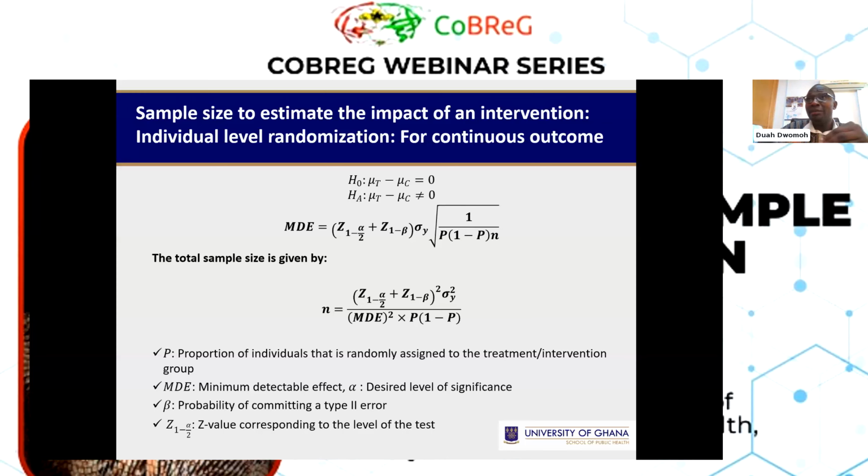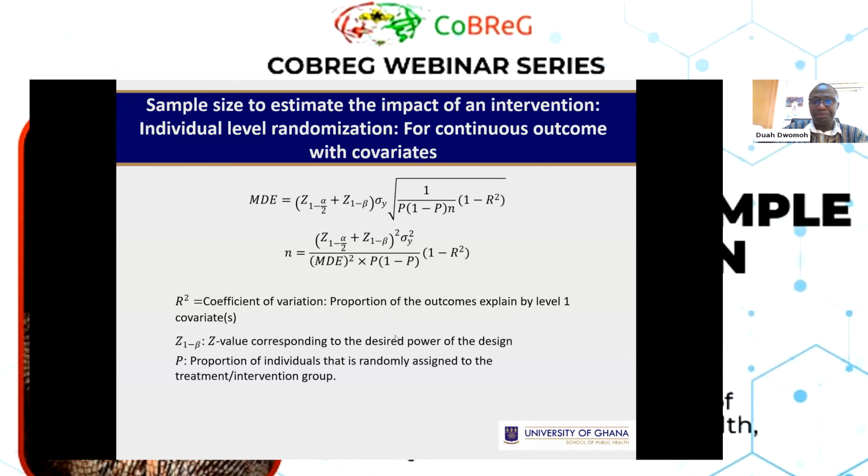Remember, I said that the minimum detectable effect is the change between the intervention and the control based on the fact that we implemented an intervention using experimental study design. So that's the minimum detectable effect. That is what we want to see. But remember that this one is for continuous outcome, right? This is for continuous outcome.